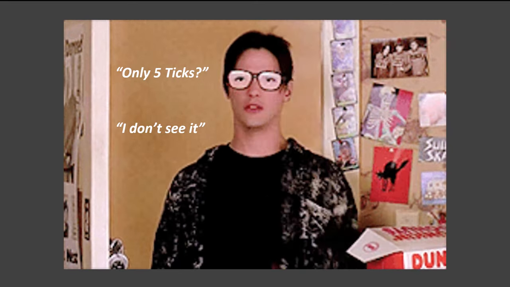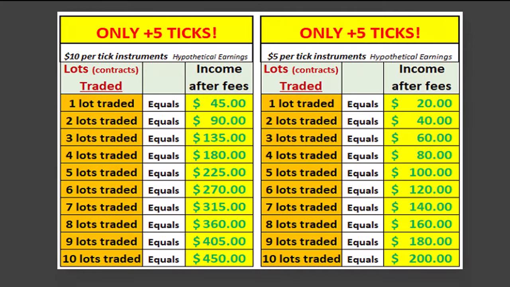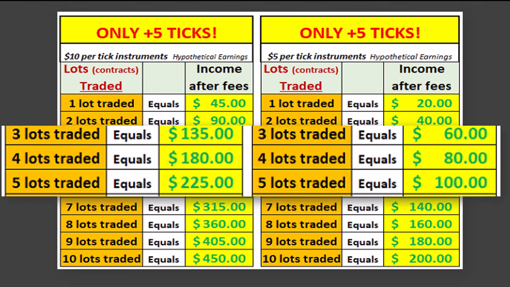All right? So let's look at a chart here, and we're looking at what happens if you're trading and just going for 5 ticks. On a single trade, if you've got 3 or 4 lots that you're trading, eventually, that's not bad. That's not bad, because you're also not risking as much either. So you're building confidence as you start increasing your lots traded.